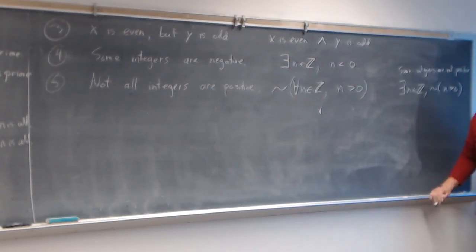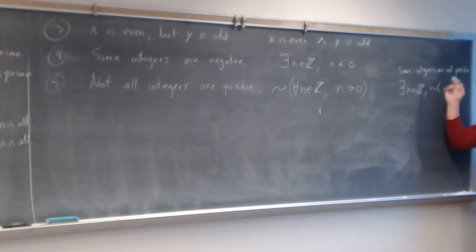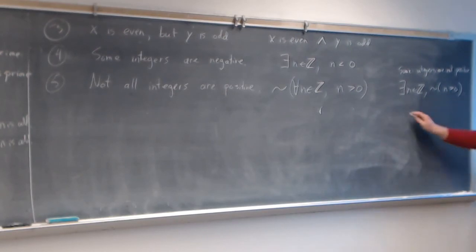Number 4 is the negation of number 5. Nope. Close. I purposely said some integers are not positive. Because what is another way to say not positive? Negative. It's not negative. Zero is not positive. If you say something is not positive, it's the case that n is not greater than zero, and that's not the same as saying n is less than zero, it's the same as saying n is less than or equal to zero.